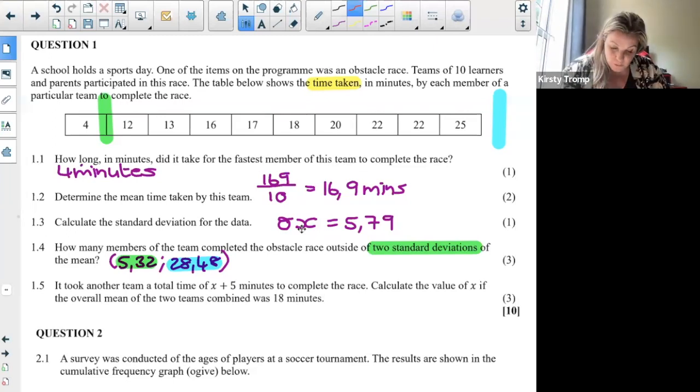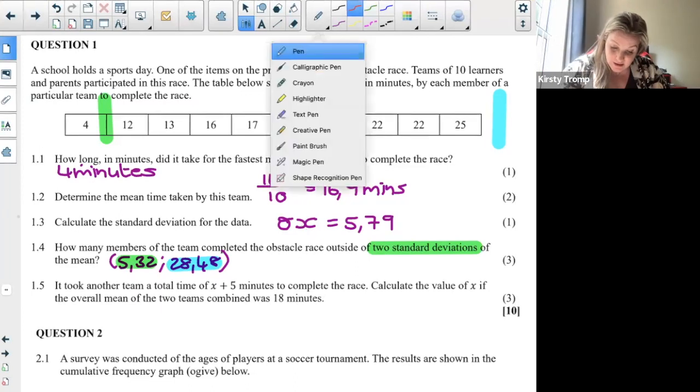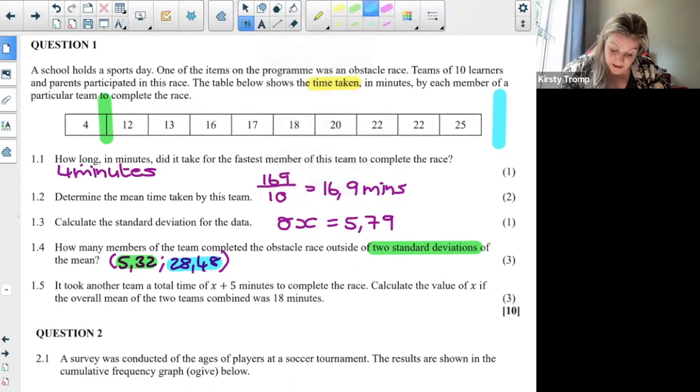When we added up all of our times, when we calculated the mean just now, we get this, 169. They're saying this other team, when they add up all their times, they get X plus 5. And when we add those two together and we average them out to get the mean for the two teams, it gives you 18 minutes.